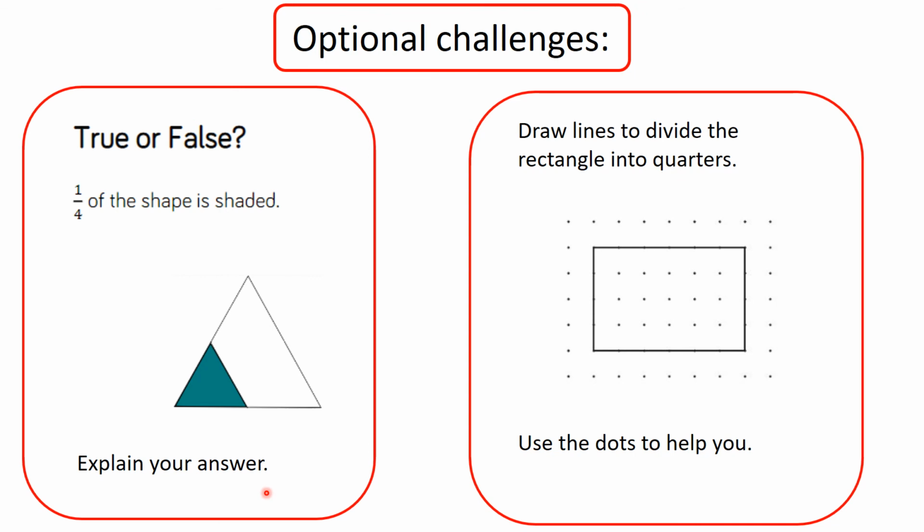The second challenge asks you to draw lines to divide the rectangle into quarters. Use the dots to help you. For that one, you need to think very, very carefully about what quarters are. How many equal parts should a shape have if it's been shared into quarters? Best of luck, Year 2.